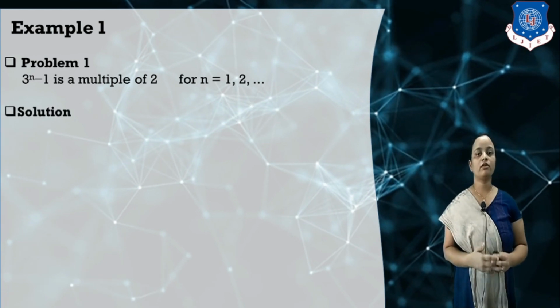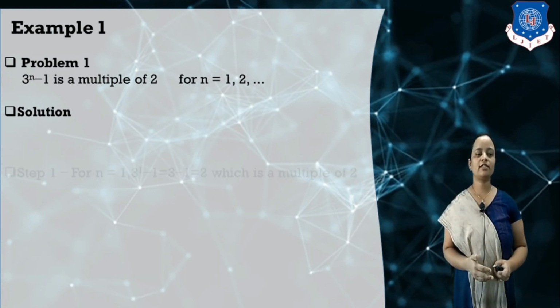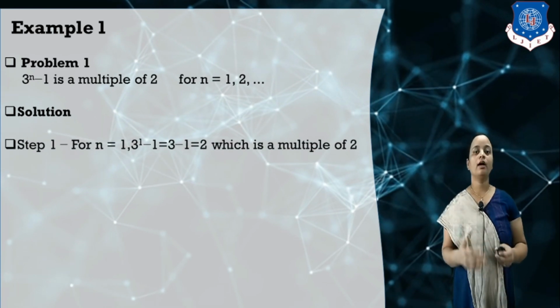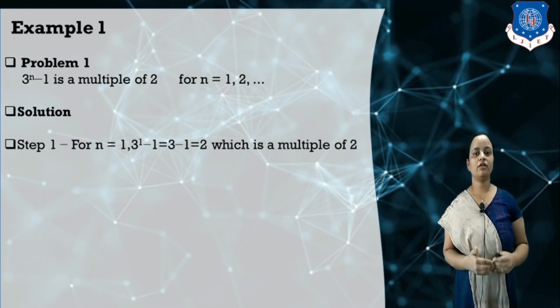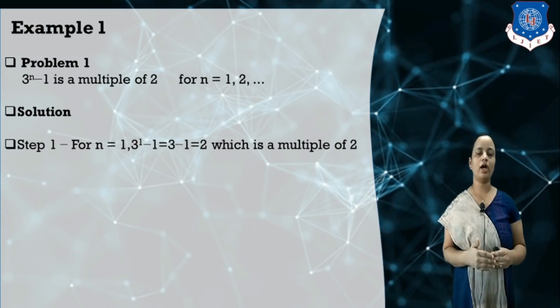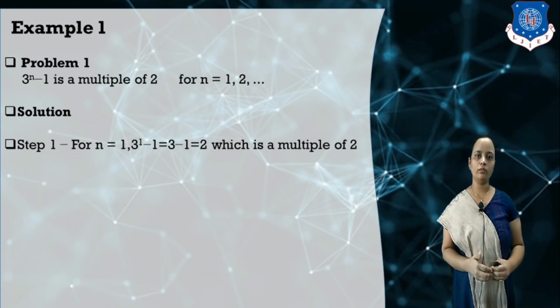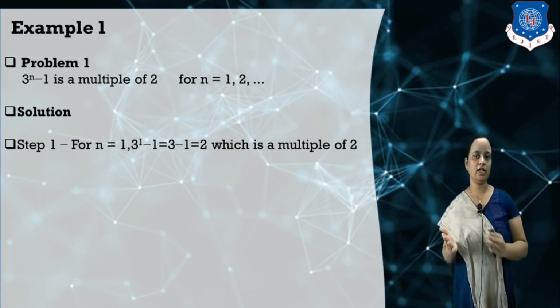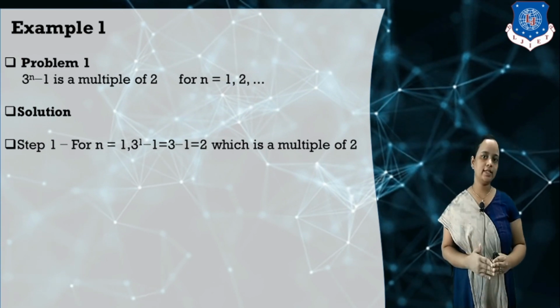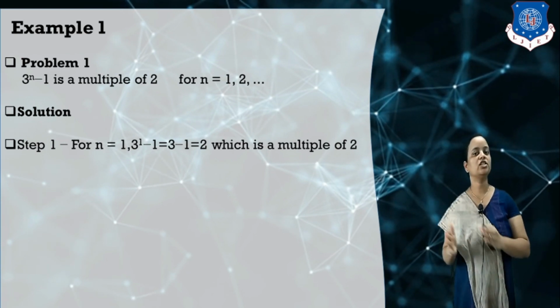Here the first step is the base step, where we take the initial value of n and check whether this statement is a multiple of 2 or not. I have taken the initial value of n equal to 1. So I put the n value 1 in the term. 3 raised to 1 minus 1 equals 2. So 2 is a multiple of 2. Yes, it is a multiple of 2. So we can say that this statement is true for the initial value.